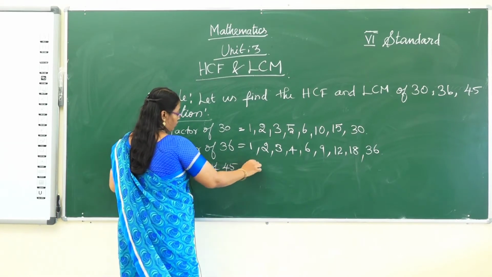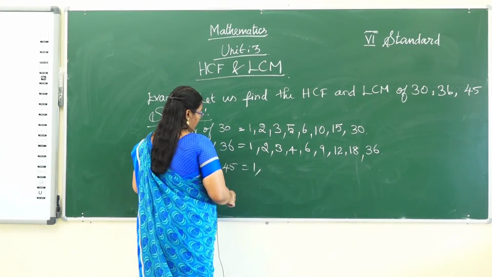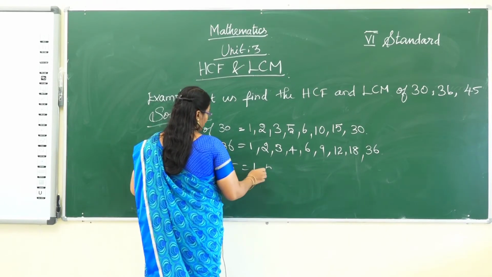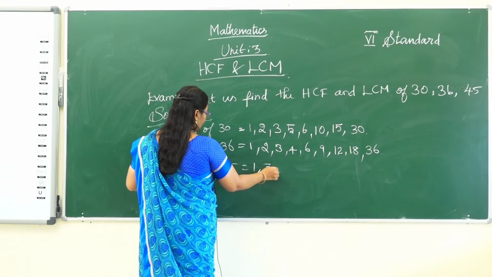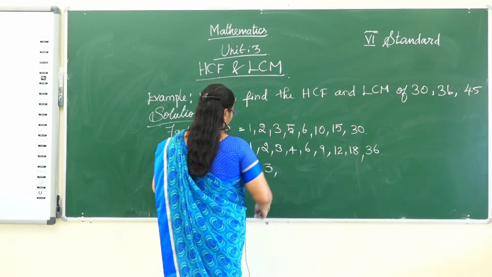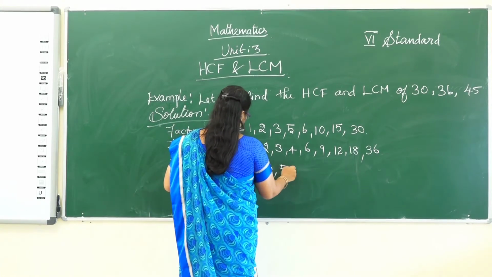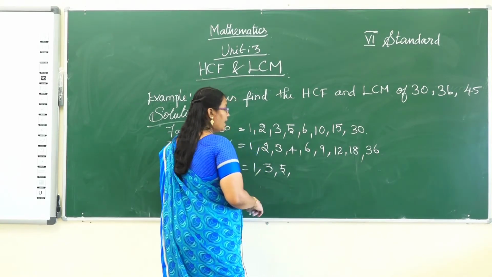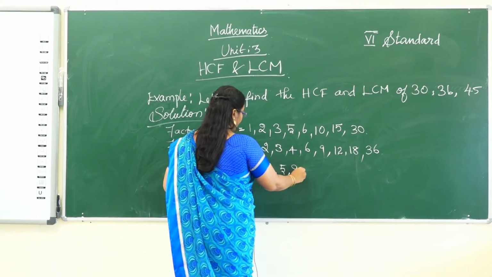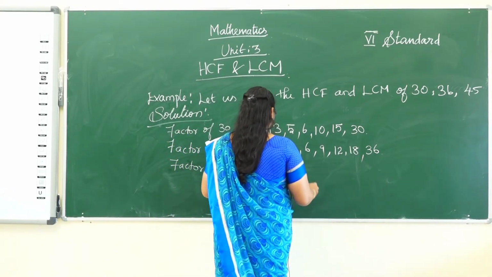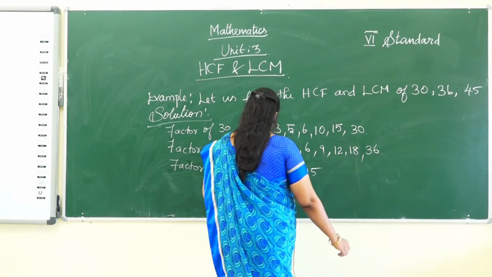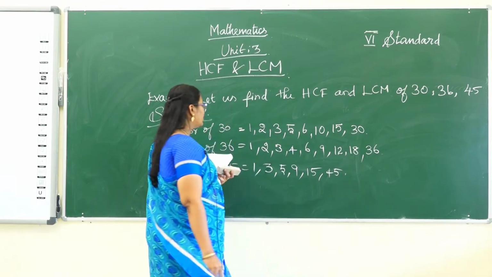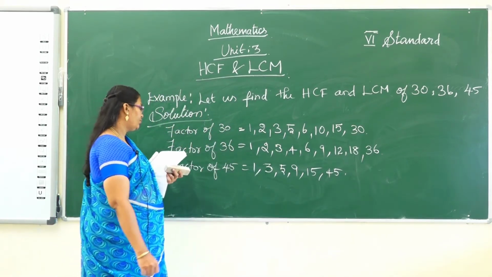Next write the factors of 45. 1, 3 is possible, 5, 6 is not possible, 7 is also not possible, 8 is not possible, 9, and then 15, and as the last one 45. These are the factors of 30, 36, 45.